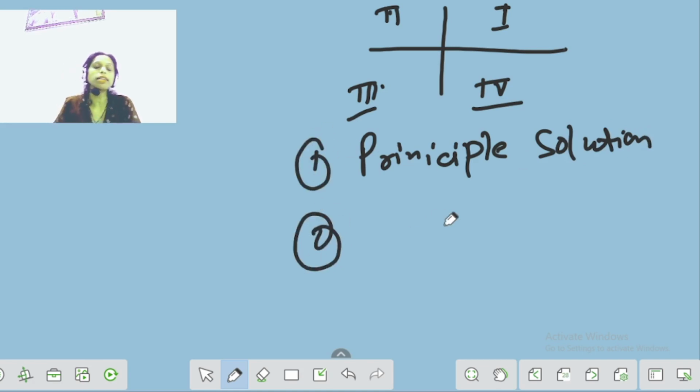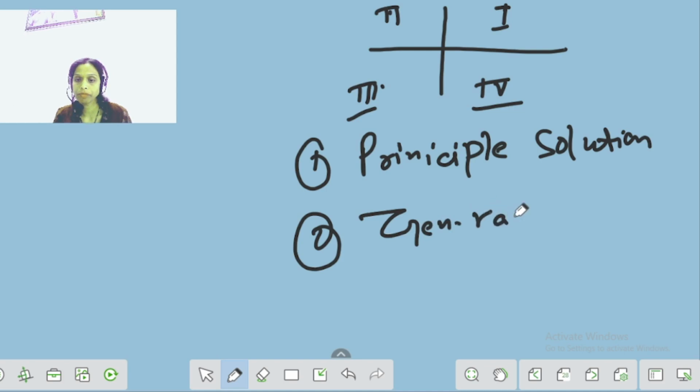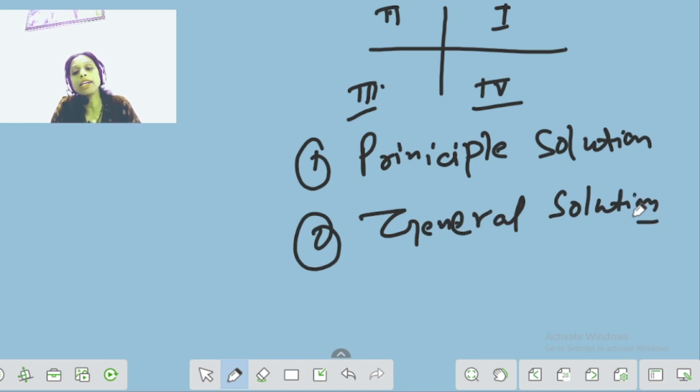Whereas the second one is a general solution. A general solution is when you are equating something and generalizing it in the form of integers. So there are two types of solutions we have to read: the first is a principal solution and the second is a general solution. Now you see here.